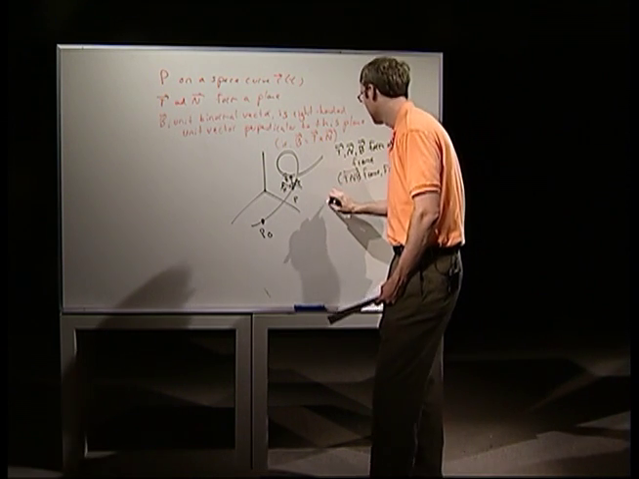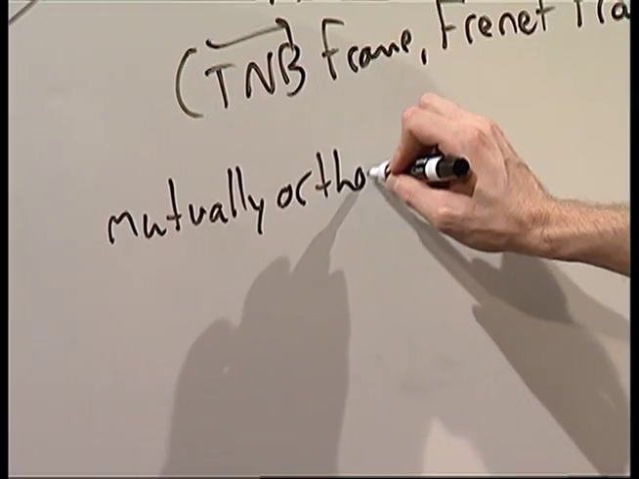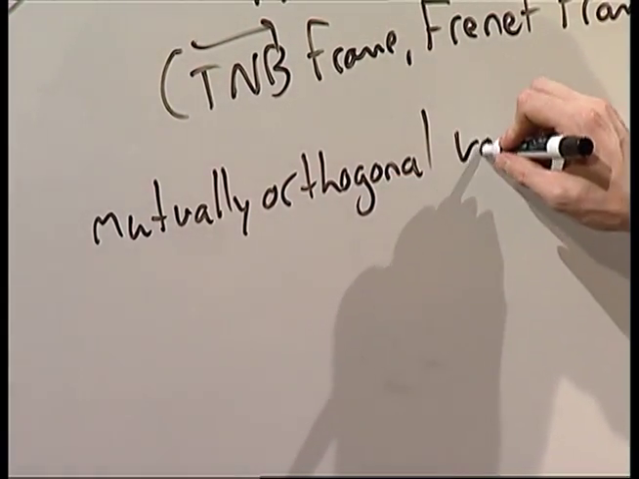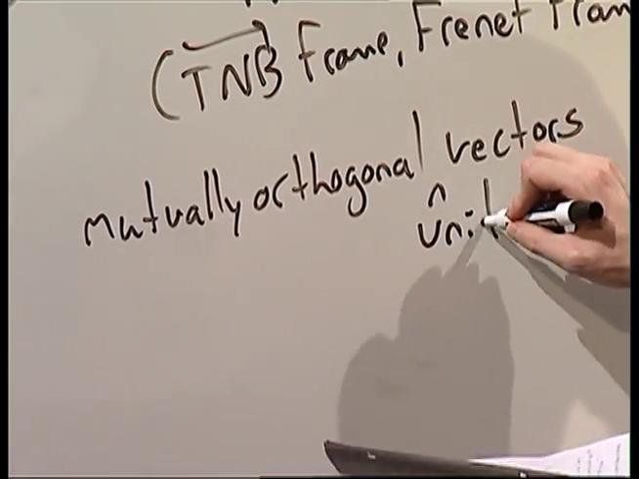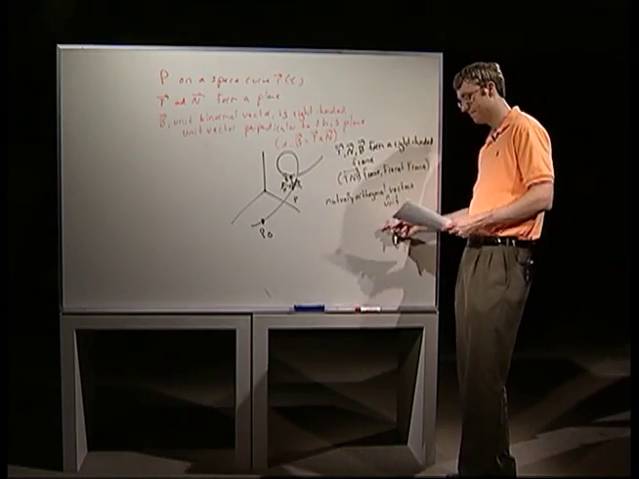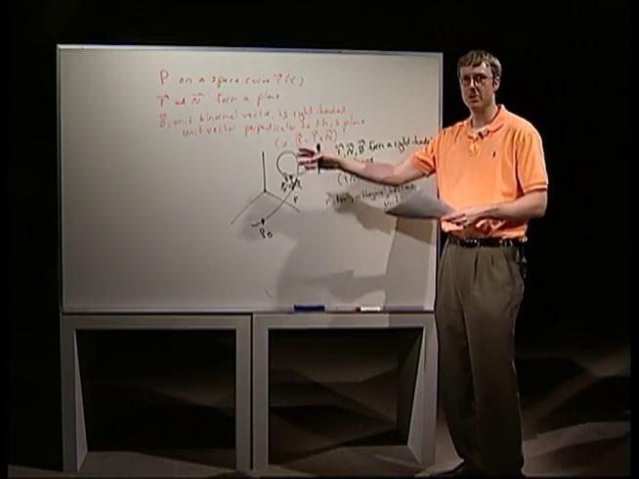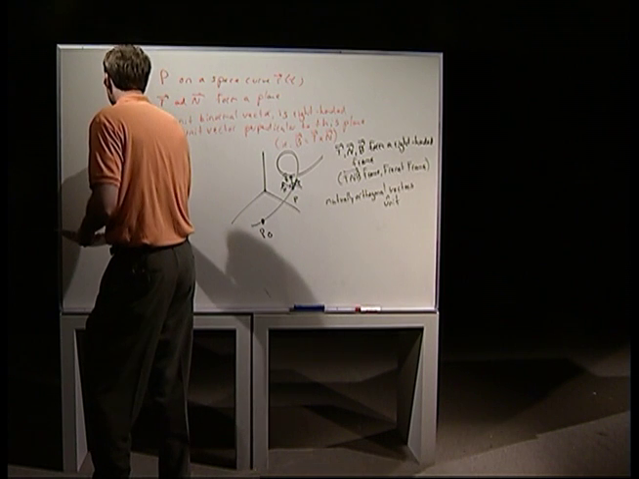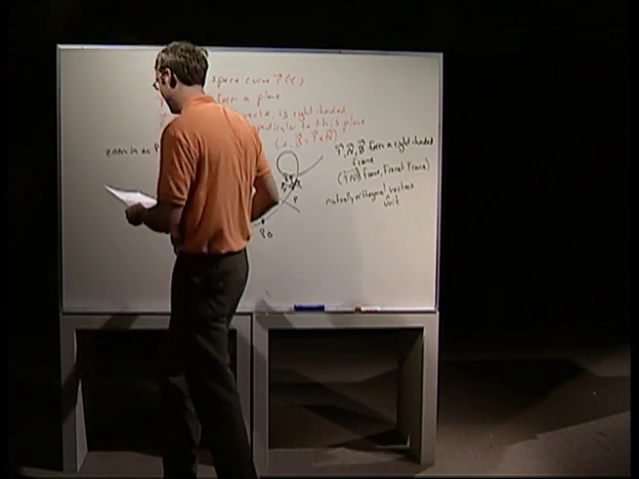So these are mutually orthogonal. They're all orthogonal to each other. That is to say, any pair of them is orthogonal. Unit vectors, actually, mutually orthogonal unit vectors at each point P on this space curve, right? So that's the TNB frame. Okay, so that's sort of the broad global picture. Let's zoom in now on this point. So let's zoom in on point P. And then what do we see here?